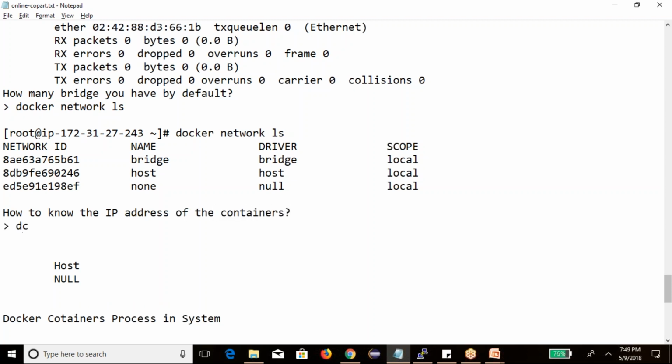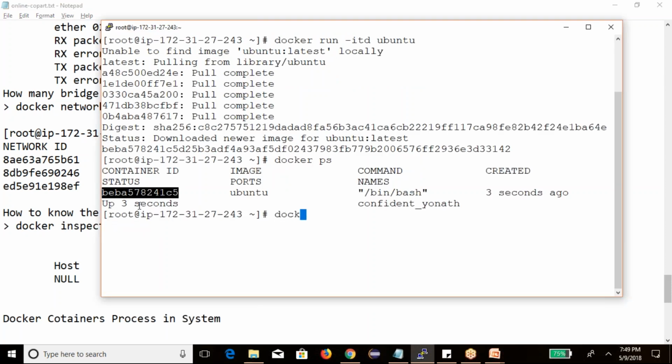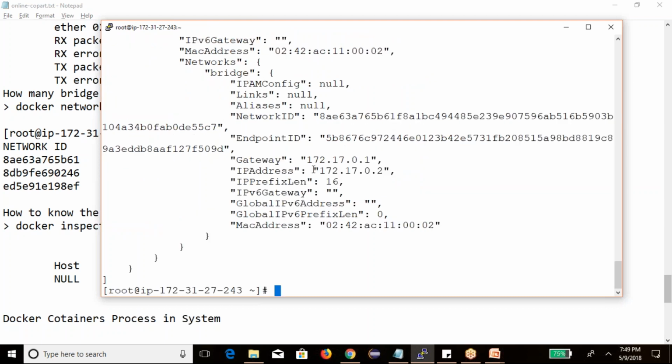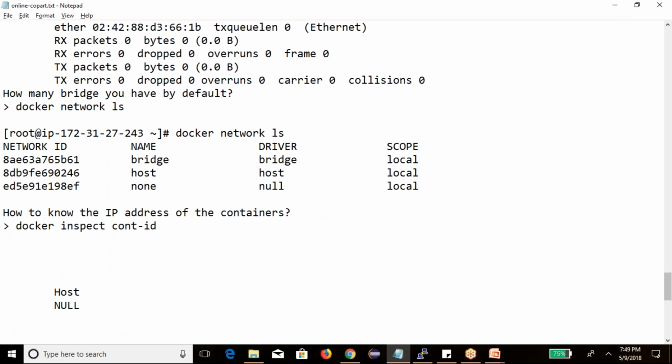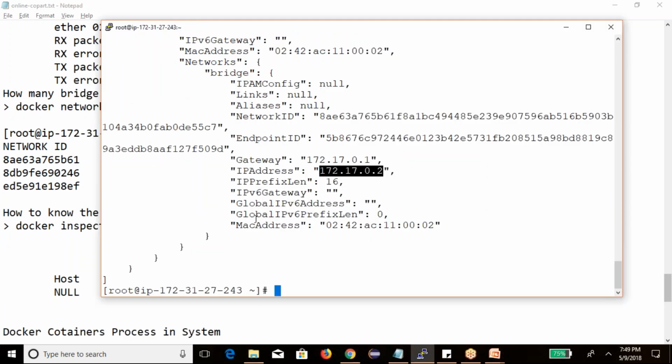You know the command, which we ran yesterday, docker inspect container ID. So now let's do that. Docker inspect container ID. Container ID is this one, and here the IP address is this one. Let's describe here the IP address which I got.